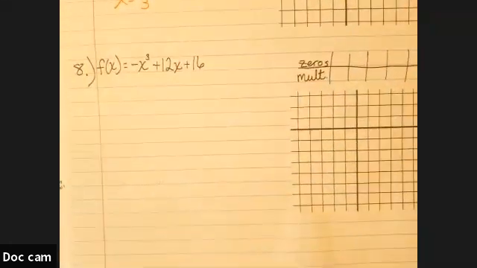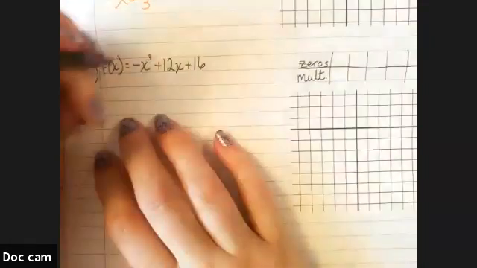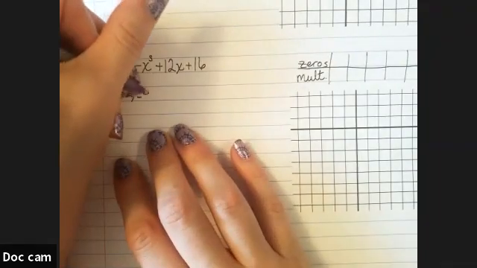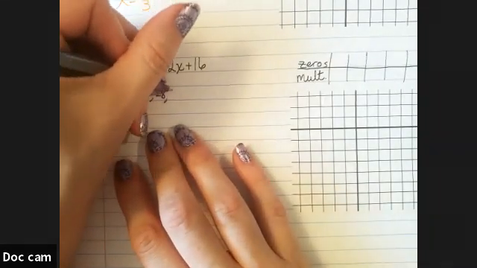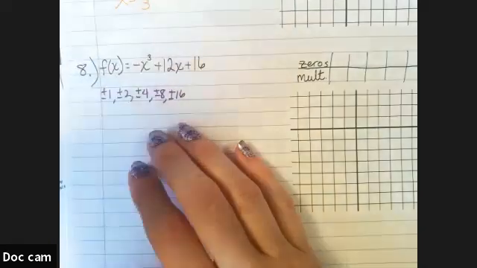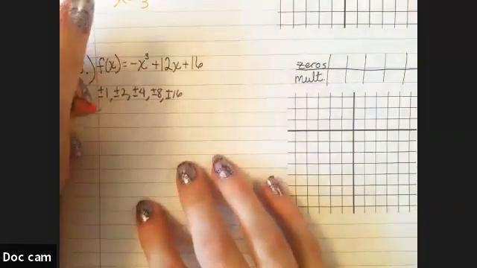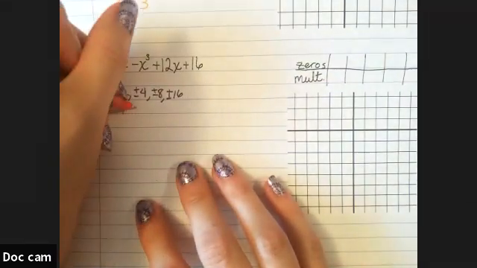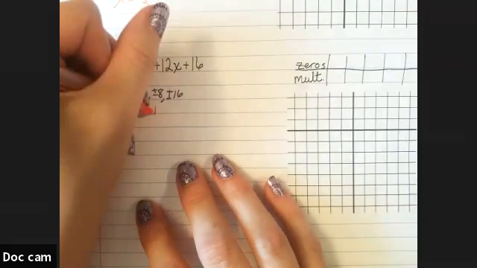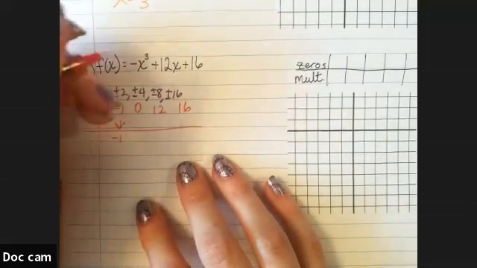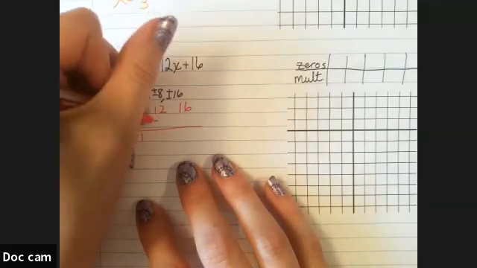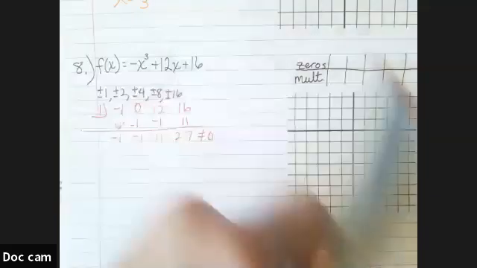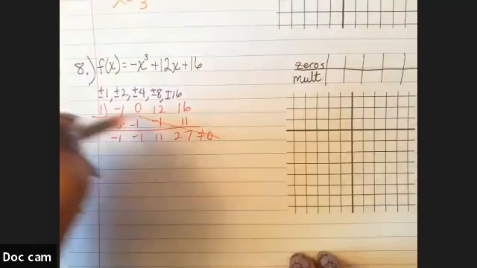All right, number 8. So we're going to have to do possible rational zeros for this one. That'll be plus or minus 1, plus or minus 2, plus or minus 4, plus or minus 8, plus or minus 16. Put 1 in the box. And then we got -1. It skips over x squared, so we got 0, 12, 16, -1, -1, -1, -1, 11, 11, 27, which is not equal to 0. So therefore that doesn't work.